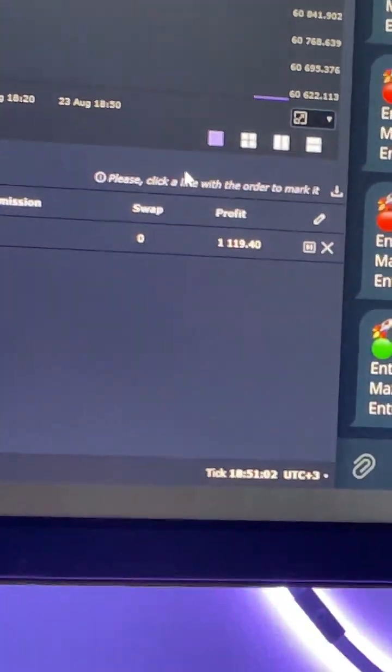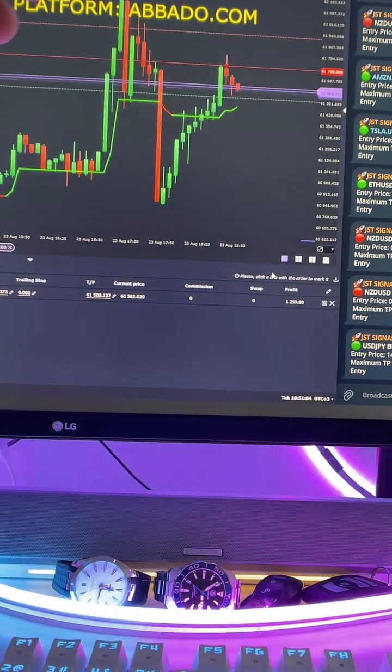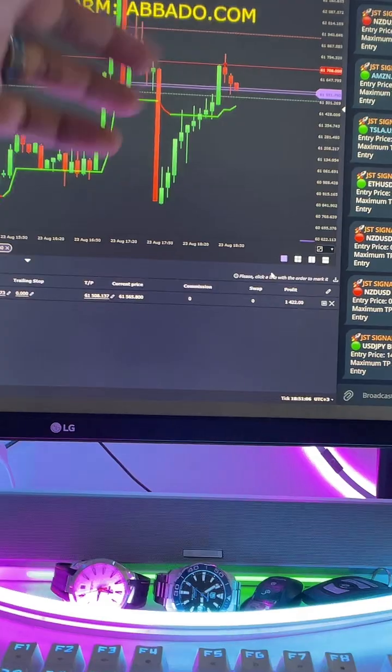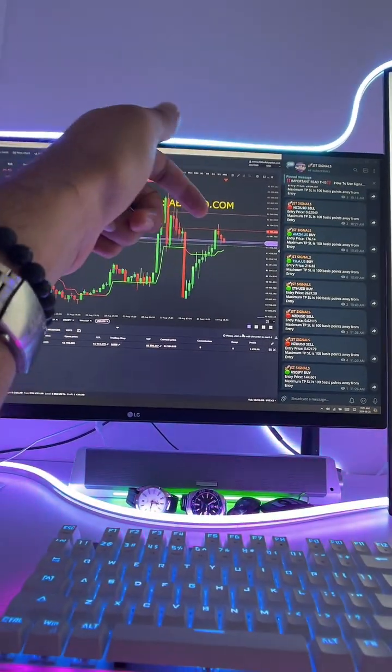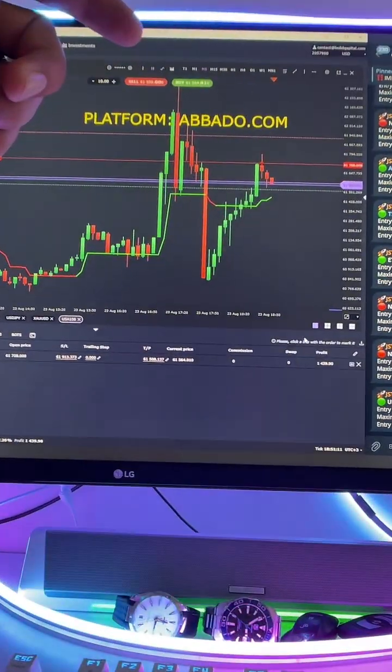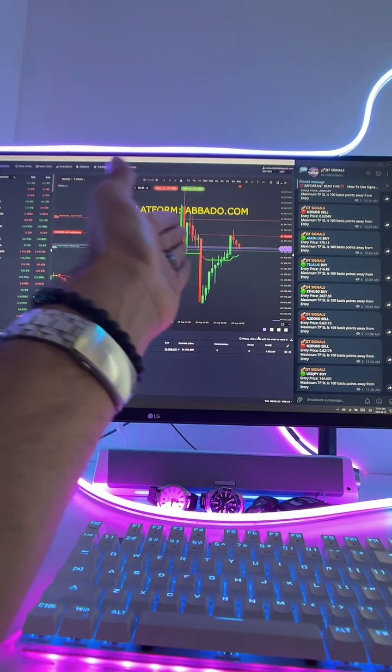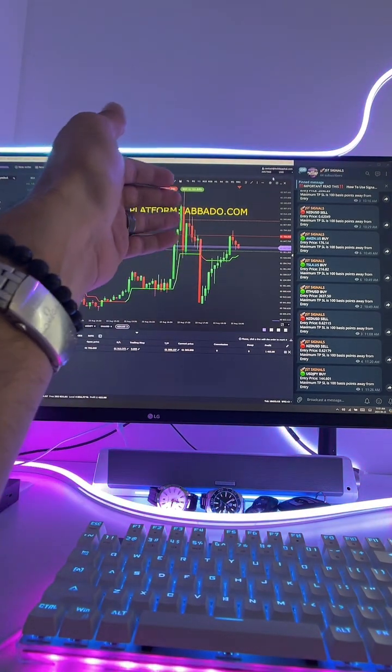We're over $1,000 in profit on this trade that we just did in front of you guys. So don't waste time. Get started right away. And yeah, go to abado.com, get your account set up. I'll show you guys how to fund the account and get started.